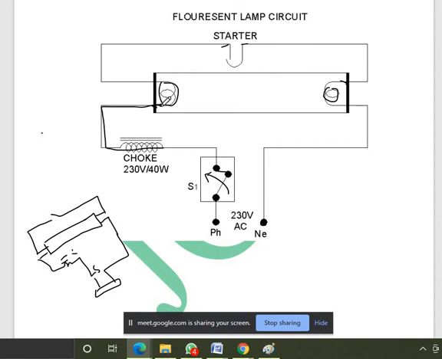Anyway, it goes to the filament, and the same output goes to the starter point. Here also the neutral goes to the filament, and the filament output goes here. Here is the arrangement of the starter.